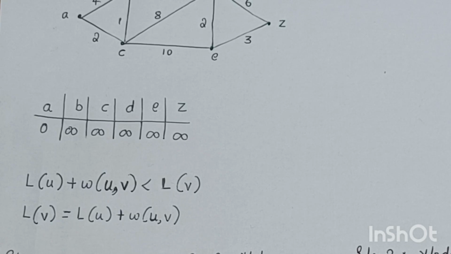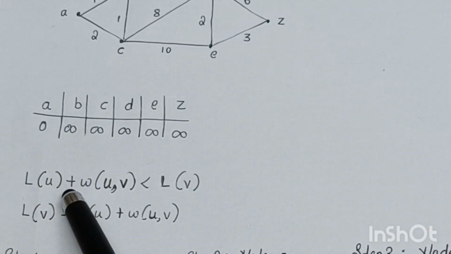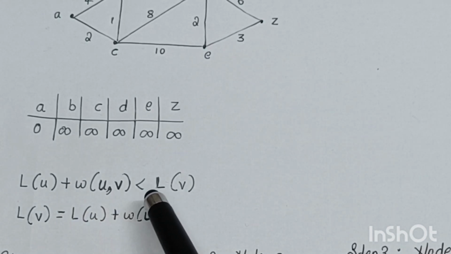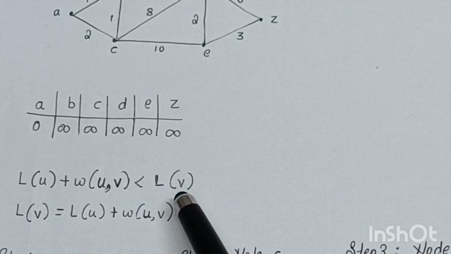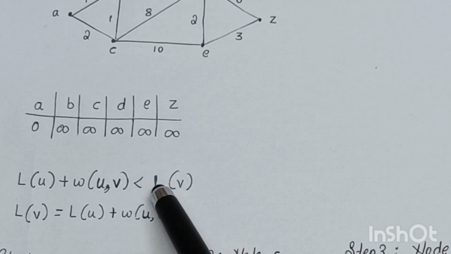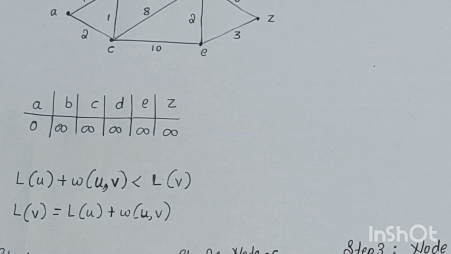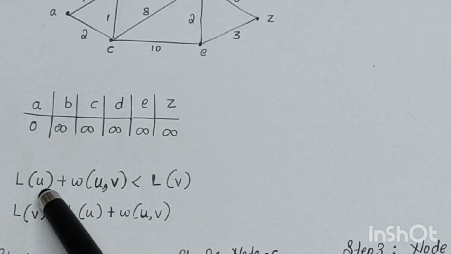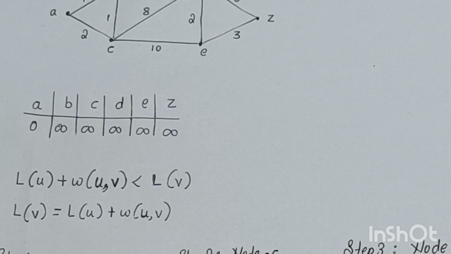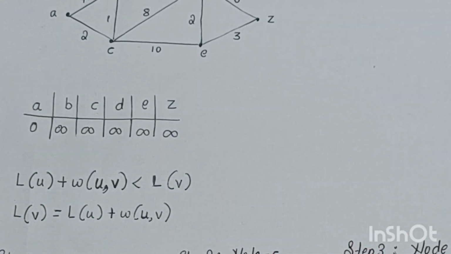Now you are going to compare whether the value of the source vertex plus the weight from source to destination is less than the value of the destination. If this condition is true, then we are going to update L of V, that is the destination vertex value, with L of U plus W of U comma V. Now let us consider the notes and you will come to know about this formula.